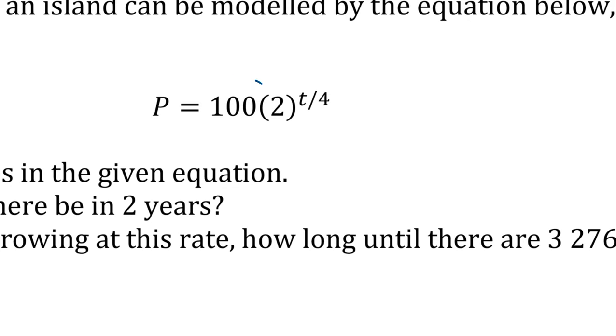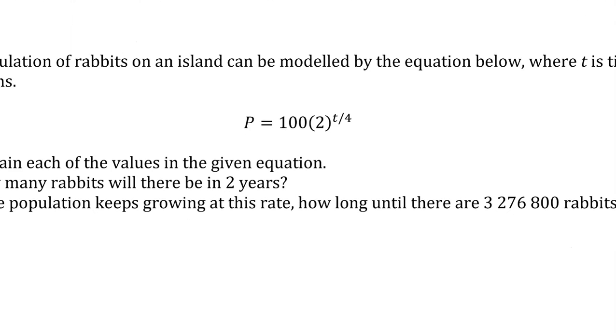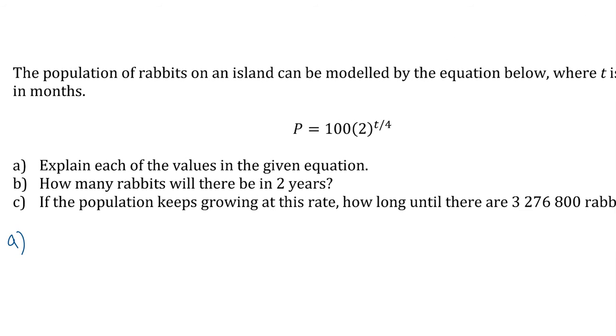BEDMAS says this is not 100 times 2. BEDMAS says exponents happen before multiplying. So this is not 200. This is 2 raised to an exponent and then times 100 at the end. Okay, so be careful of that. You cannot combine those parts.